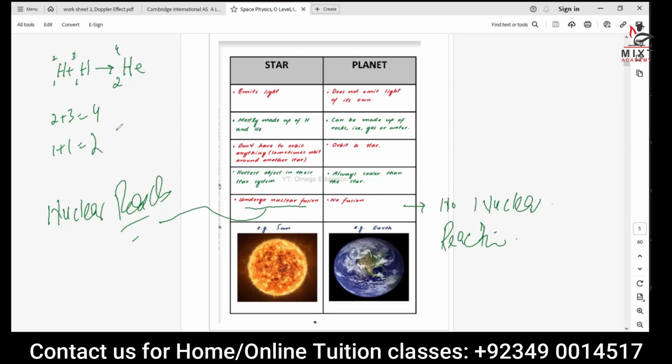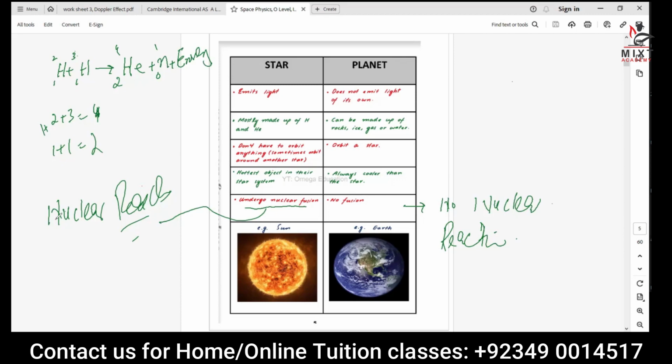Okay, right. And also, let me explain. In this process, there is a release of one neutron and also there is a release of energy. That is why 2 plus 3 is equal to 4, right? Yes. Because the nucleon number of the neutron is 1.